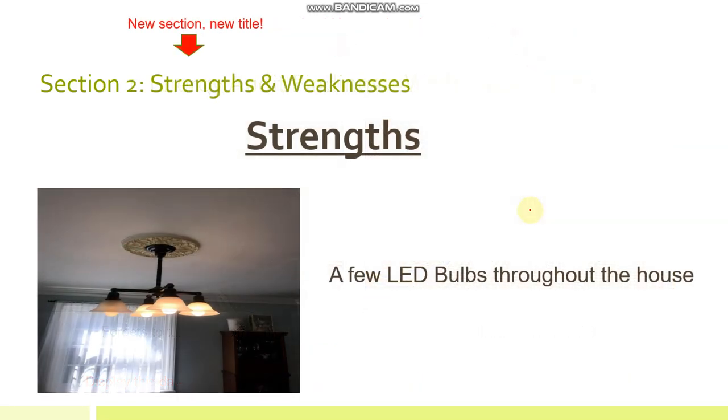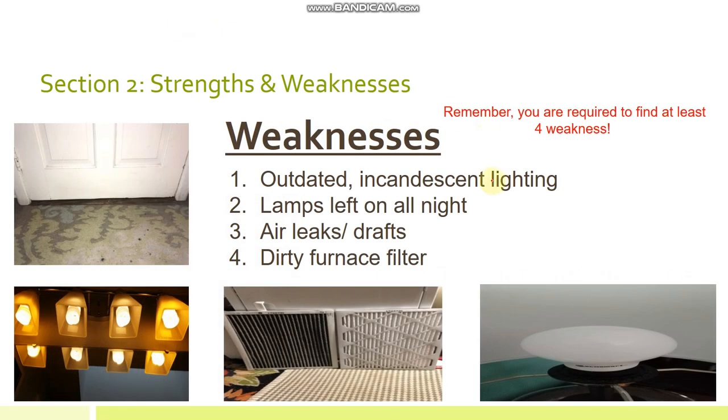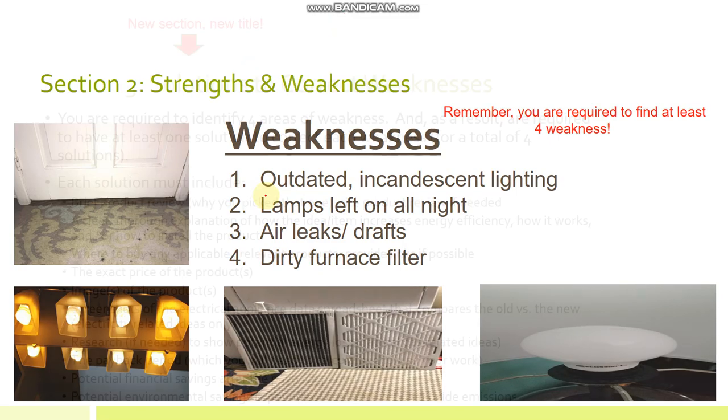All right. Second section, strengths and weaknesses. Now, if they have any strengths, make them feel good, butter them up. Tell them they have a few LED bulbs, and there you go. But the weaknesses is where it's at. Remember, you need a total of 4 weaknesses because you need to find 4 solutions. Same section, same title at the very top of the slide. And please make sure that you list the weaknesses, and then that's how you're going to address them in that particular order when you address the solutions.